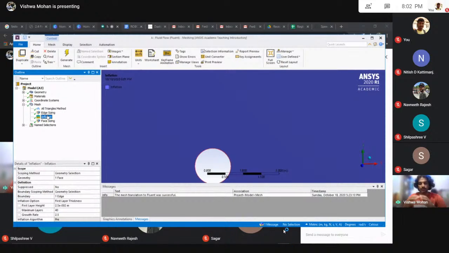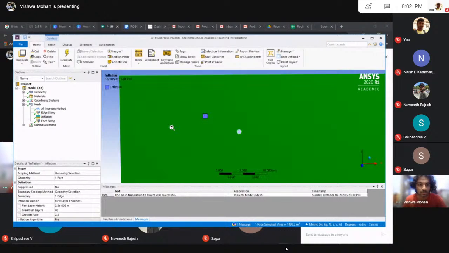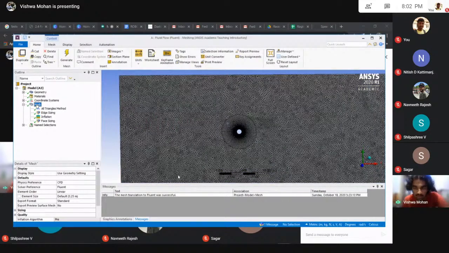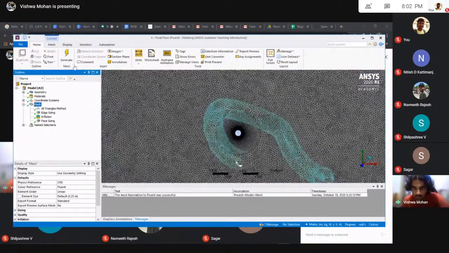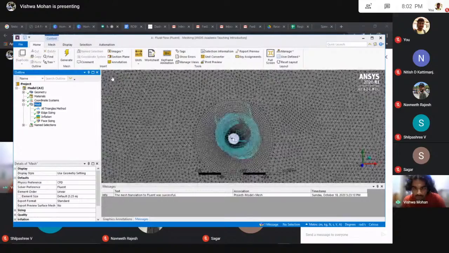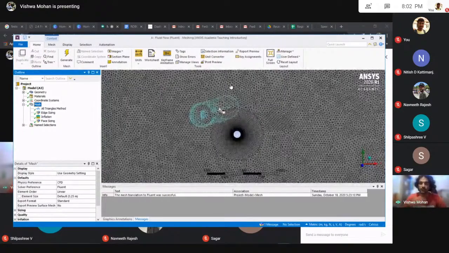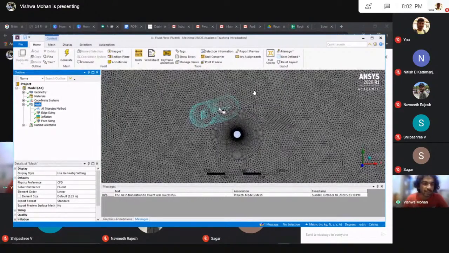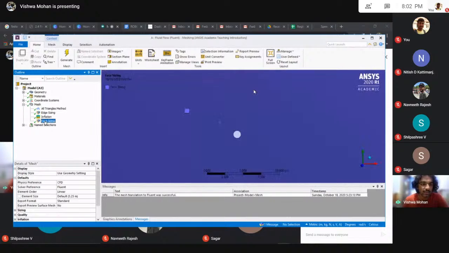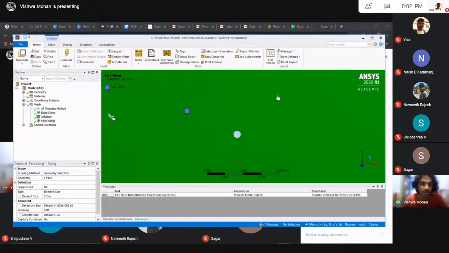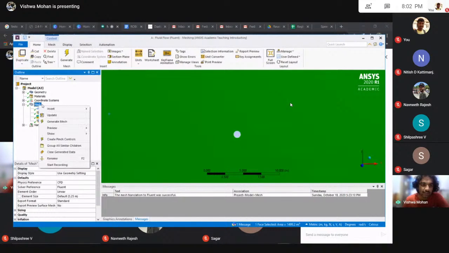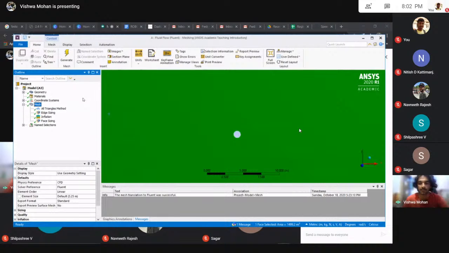So what is inflation? You just grow the layer over a certain size. I'll show you guys that thing, mesh again. Yeah, you see at the center over here, there's a lot of density, so we can get good values and really catch those fine fluctuations. And then there is this face sizing. You can set the size of the face. Everything you can get from here, and the names are self-explanatory. That's the beautiful part about Ansys.